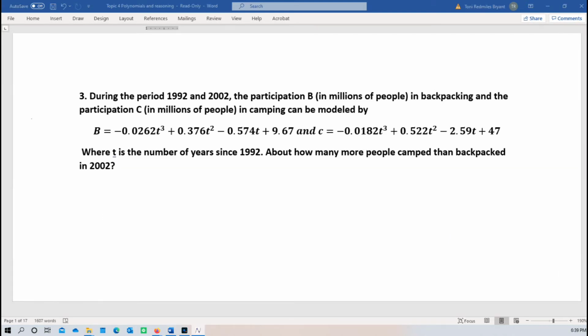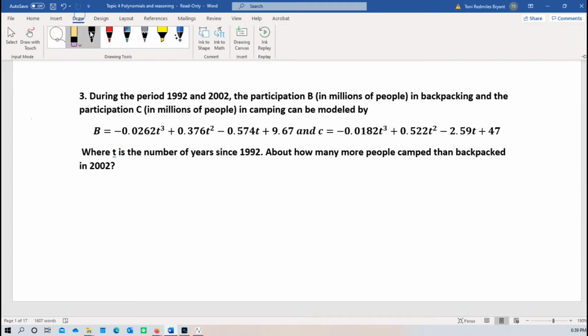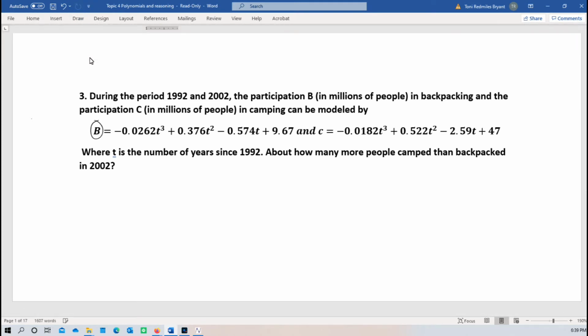All right, so now we're on to number 3. During the period of 1992 to 2002, the participation B in millions of people in backpacking, so people who backpacked, and the participation C of people in camping can be modeled by these two equations. So this is backpack, this is camping, where t is the number of years since 1992. About how many more people camped than backpacked in 2002?